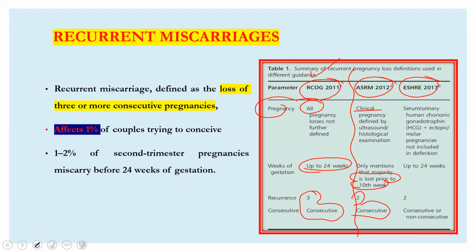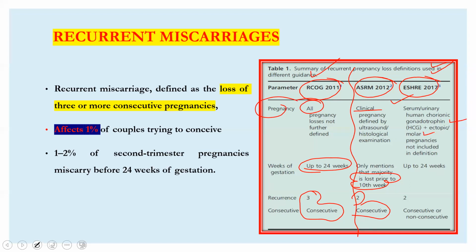Two consecutive miscarriages, and the losses are prior to the 10th week of gestation. Then the European guideline 2017 says that, see, feel the difference. So serum or urinary HCG positive, it can be ectopic or molar, meaning they are just dealing with the pregnancy. They are not dealing with the outcome.